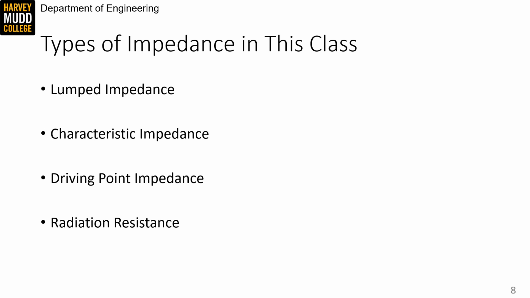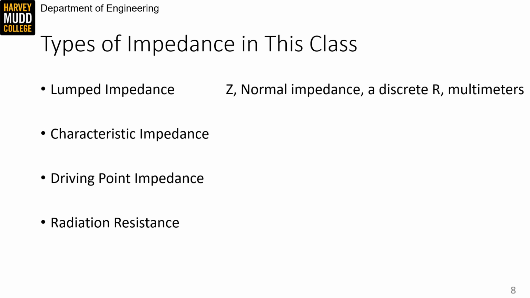Before we go any farther, it's important to get some definitions straight. We use the word impedance a lot in this class, but it can refer to several different things. Lumped impedance is normal impedance. It refers to like a discrete capacitor. This is what multimeters measure because they only measure DC things.